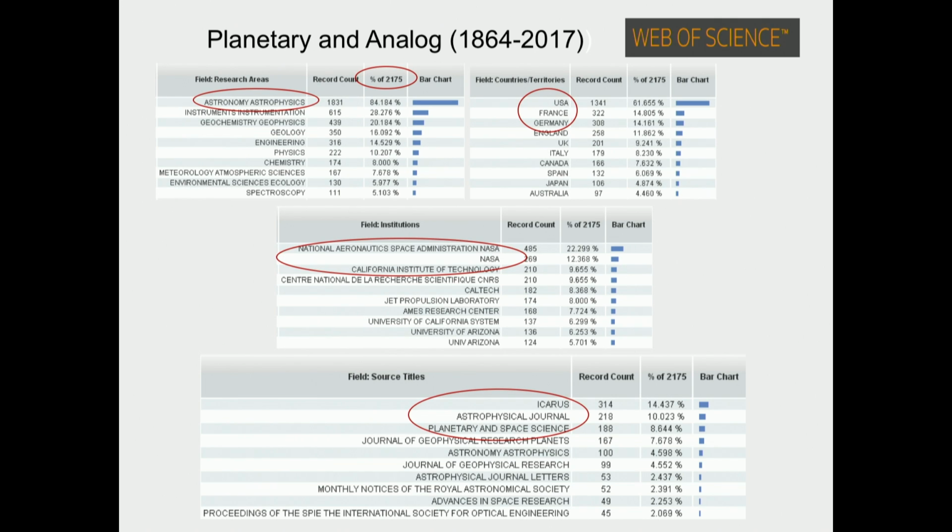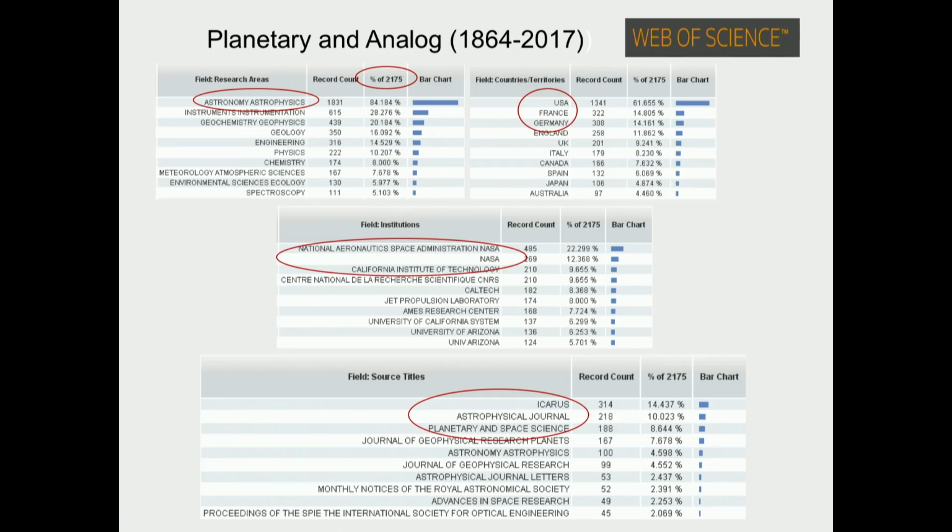These are the four main journals in which the terms planetary and analog appear together, connected in the terms, because the search is in the title and in the abstract and in the keywords. So the search is made in the title of the publication, in the abstract, and also in the keywords.